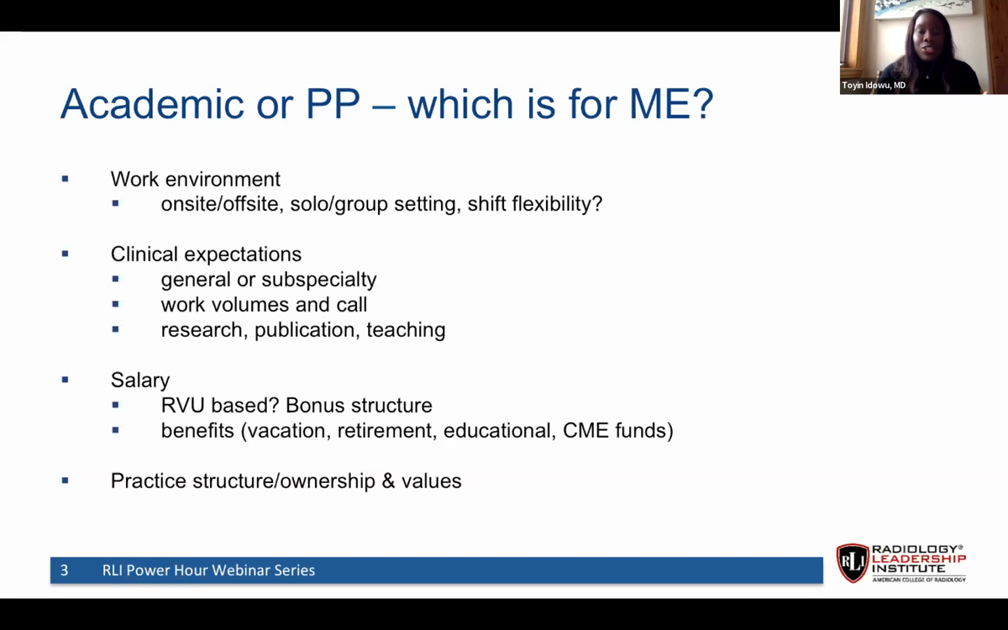Research, publication, teaching, that's typically something that might be associated with academic practices. You want to figure out if that's going to be an expectation. That can be something you're looking for, applying for research grants, that kind of thing. In the private practice setting, it's less likely for that to be an expectation, particularly with higher volumes.